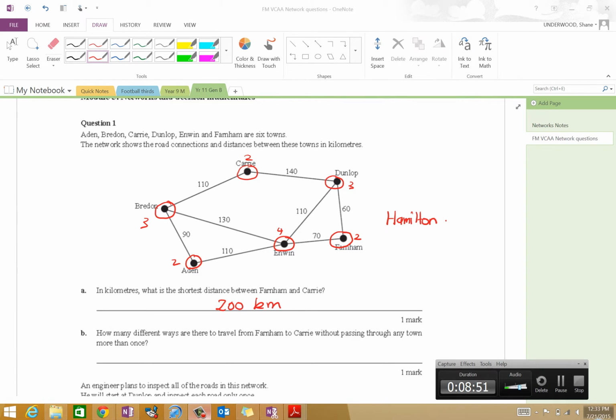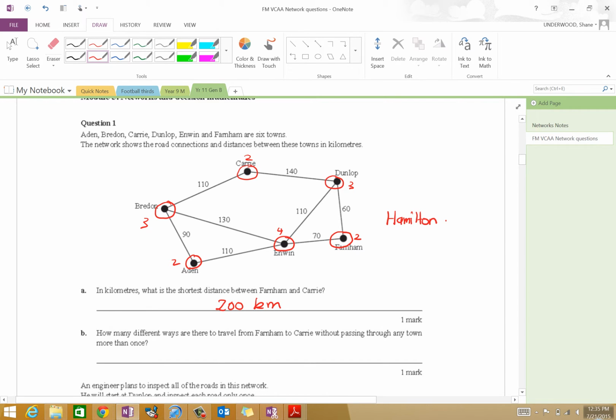I'm going to pause this and I'm going to get you to have a bit of a go at it, please, because this Hamiltonian is a bit of just trial and error. So, just quickly, it says how many different ways are there to travel from Farnham to Carry without passing through any towns more than once, but that doesn't mean that we have to go through every town. I'm going to tell you that there's 6, but we can go FDC, that's one of them. We could go FEDC. We could go FEBC. We could go FEABC.